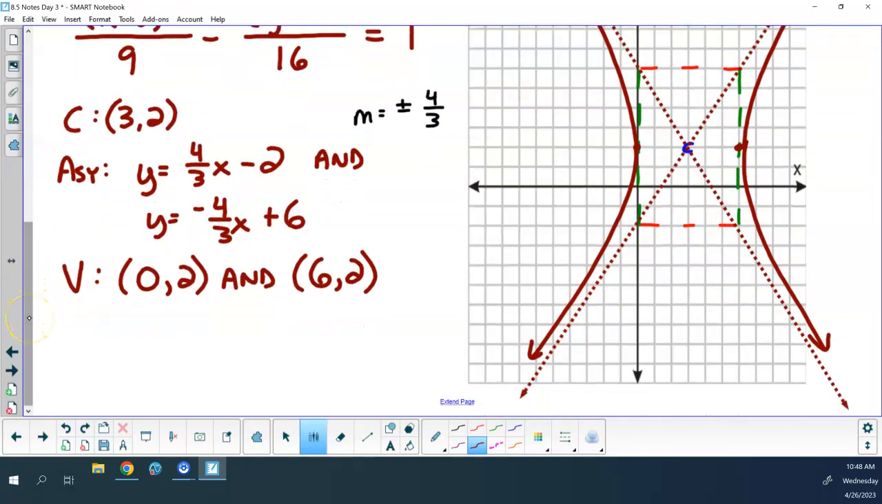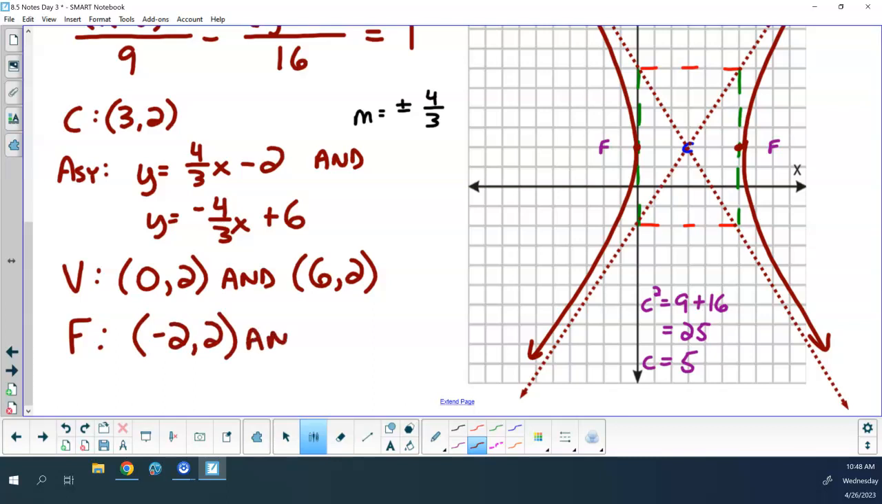Last thing we would have would be foci. C squared is a squared plus b squared. So C is going to be 5. So my foci are at negative 2, 2 and 8, 2.